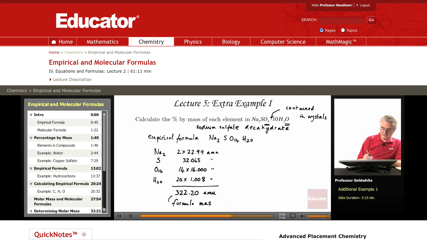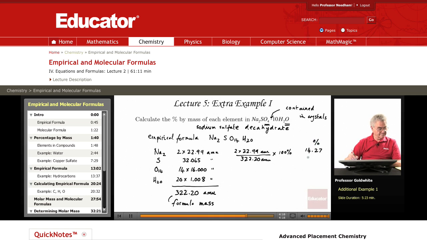And now you just take percentages. Obviously, 2 times 22.99 AMU divided by 322.20 AMU times 100%. Each of the others is exactly parallel. For sodium, this comes to 14.27. These are percentages by mass.